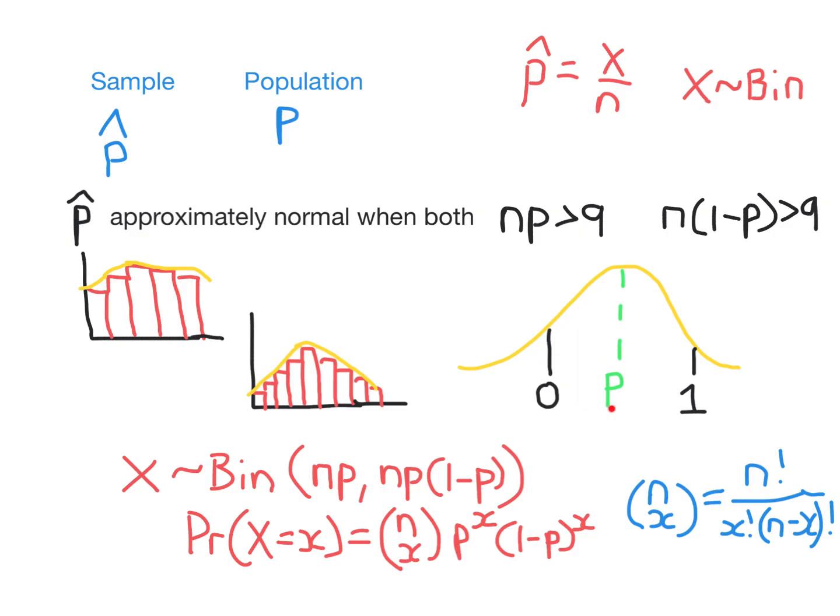And of course, p hat might not be halfway between 0 and 1. So these two may not be the same distance from p, but what we want to do is we want to make sure that the probability of being less than 0 or more than 1 is very, very low, because being less than 0 or more than 1 is possible with a normal distribution, but impossible for p hat. So if we require that each of these is true, what it means is that the absolute worst case scenario, this will be 3 standard deviations from p, and this will be 3 standard deviations from p.